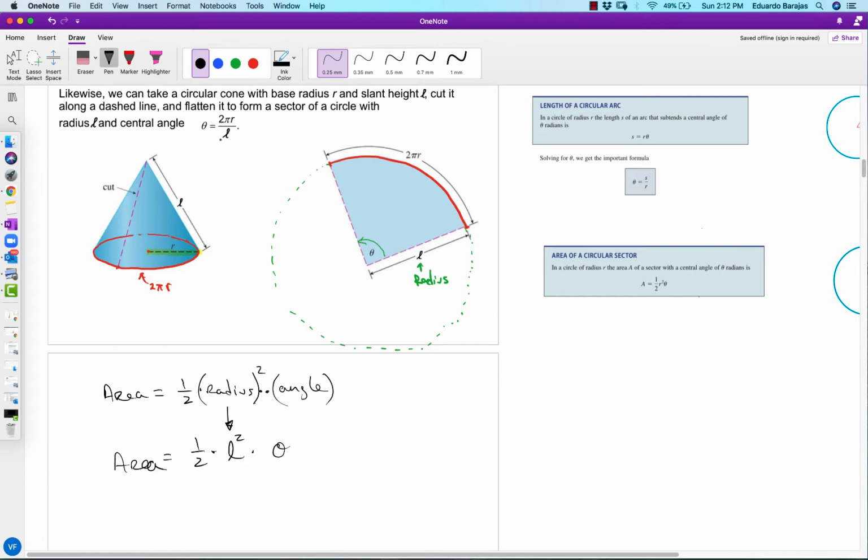Okay, but we already established from the other formula that the angle theta is equal to 2 pi r divided by L. So then the area is equal to 1/2 times L squared times 2 pi r divided by L. And now one of those L's reduces. This one reduces with that one, so there's only one in the numerator. And this 2 reduces with that one. So the only thing that survives is a copy of L, a copy of pi, and a copy of r, which gives us a very nice formula for the area of the surface of a cone.